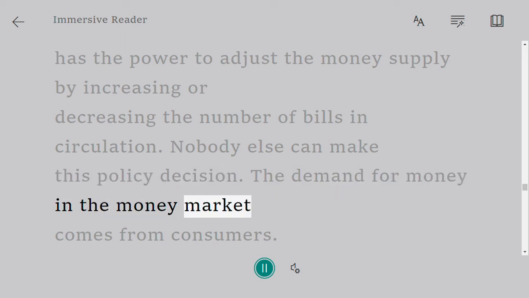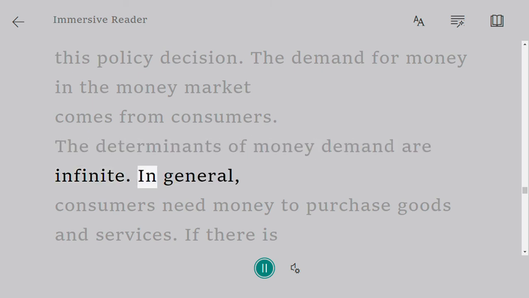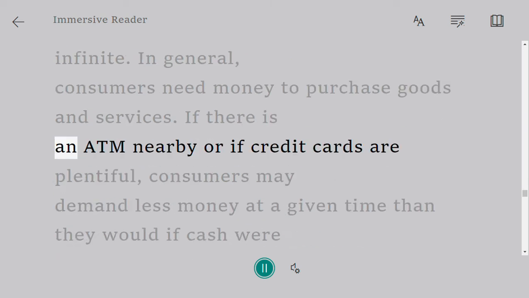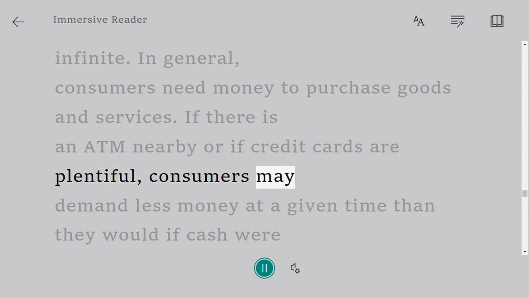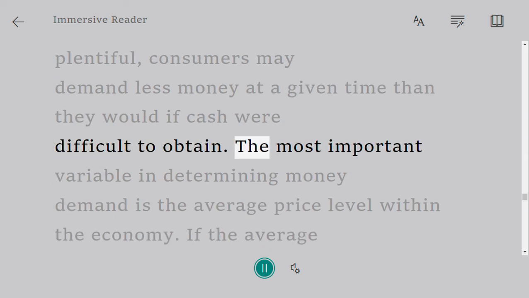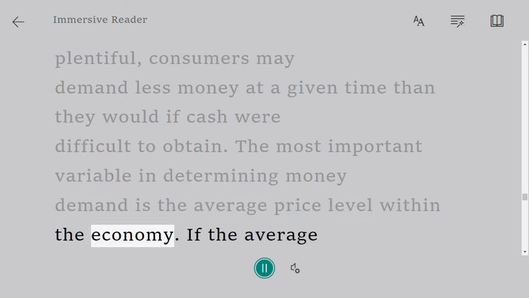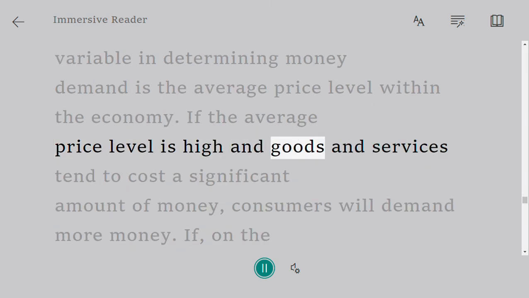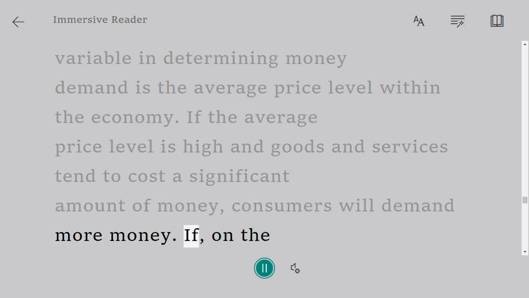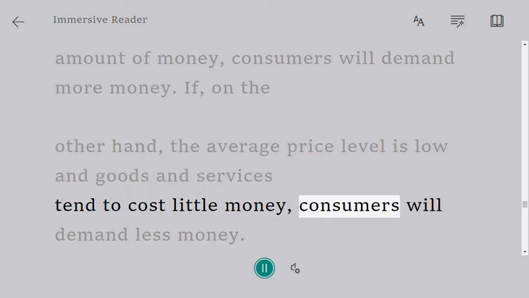The demand for money in the money market comes from consumers. The determinants of money demand are infinite. In general, consumers need money to purchase goods and services. If there is an ATM nearby or if credit cards are plentiful, consumers may demand less money at a given time than they would if cash were difficult to obtain. The most important variable in determining money demand is the average price level within the economy. If the average price level is high and goods and services tend to cost a significant amount of money, consumers will demand more money. If, on the other hand, the average price level is low and goods and services tend to cost little money, consumers will demand less money.